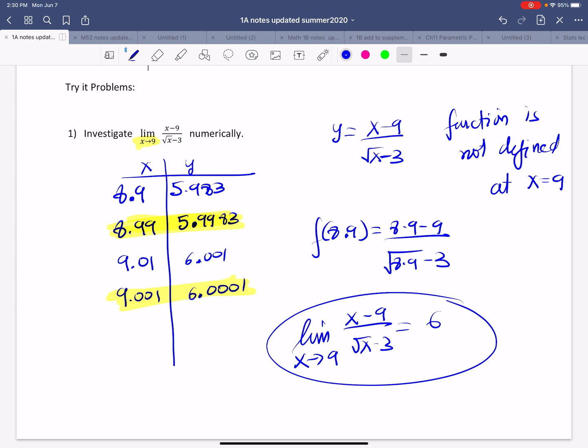And I would pick some more values here. In this case, I'm not picking more because I already know that this limit does exist, but you could have an oscillating function. So pick a couple more values to the left and right hand side of that c value.